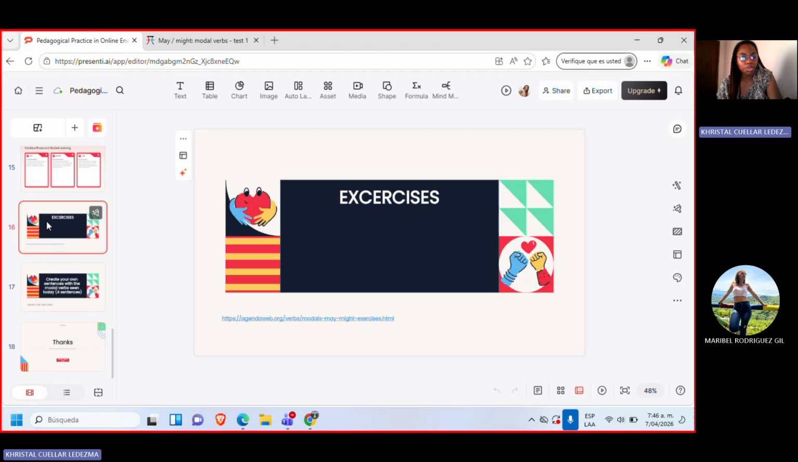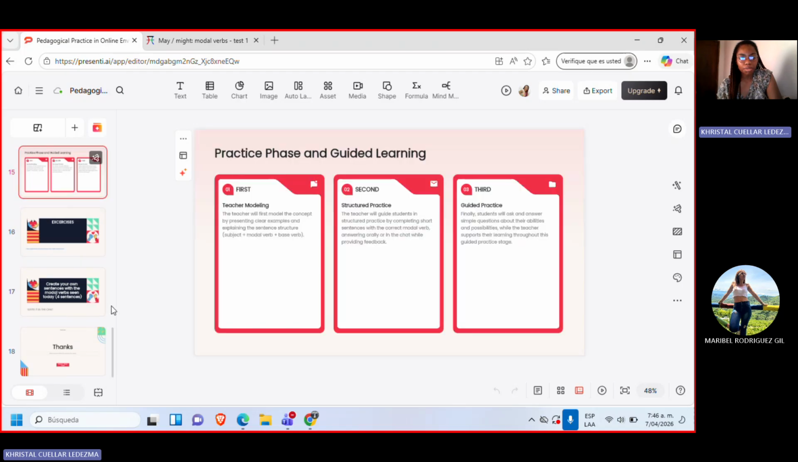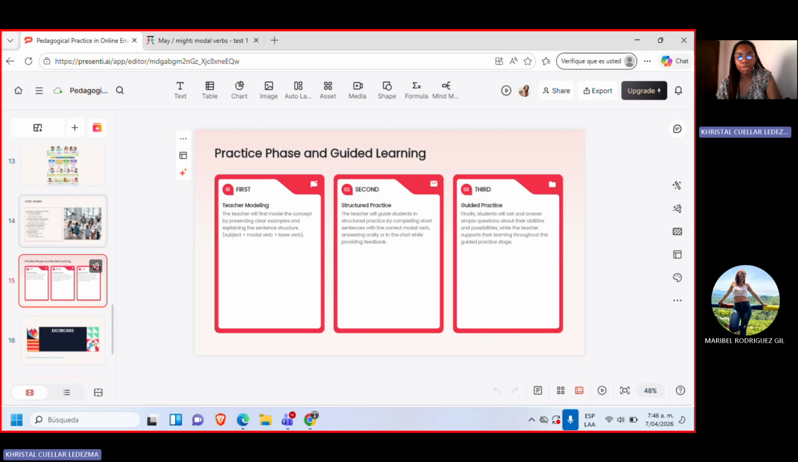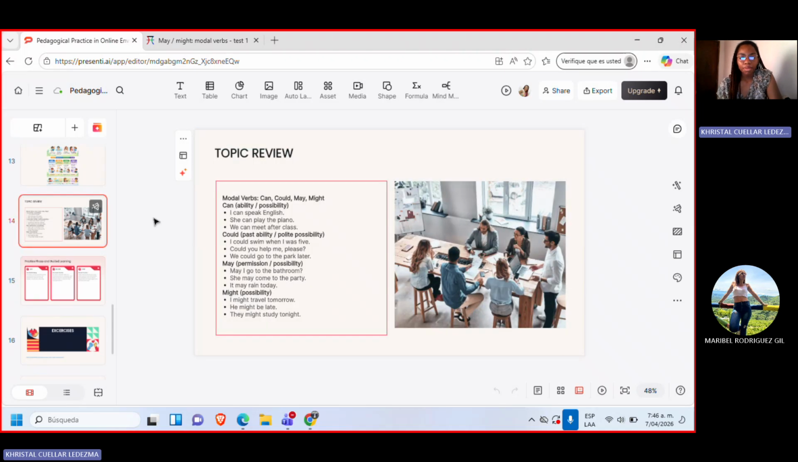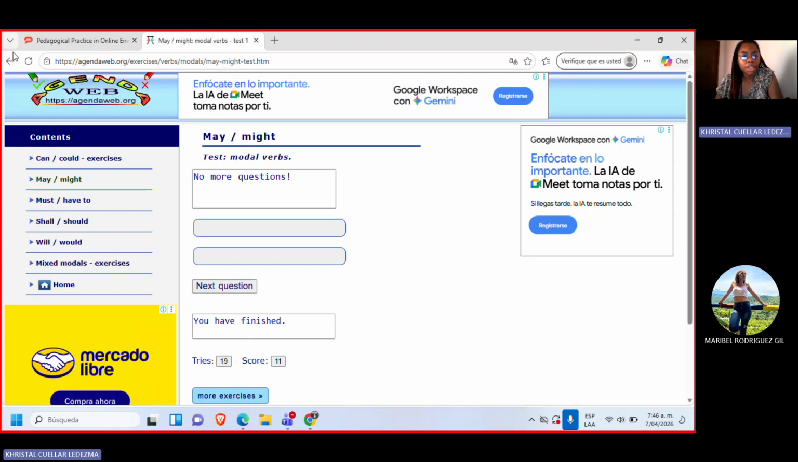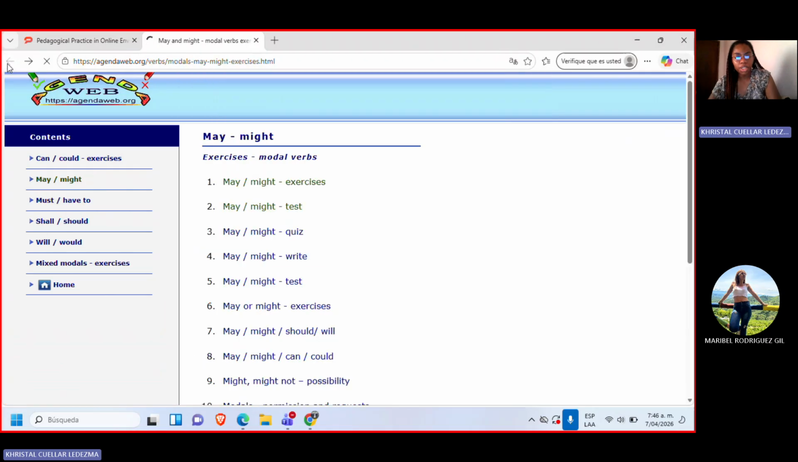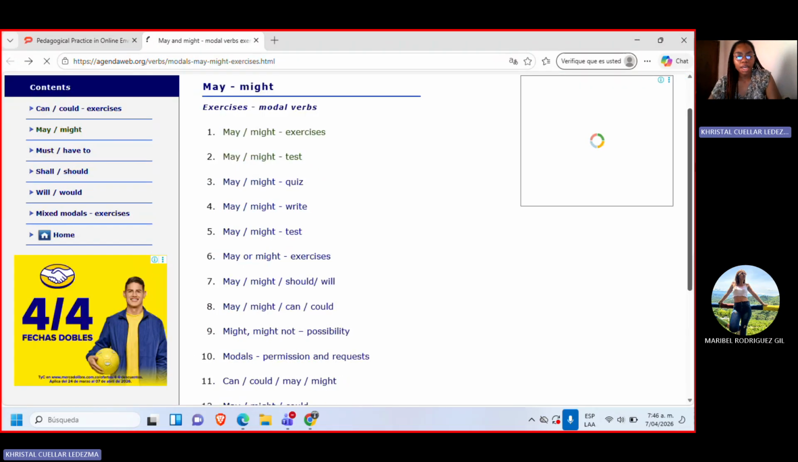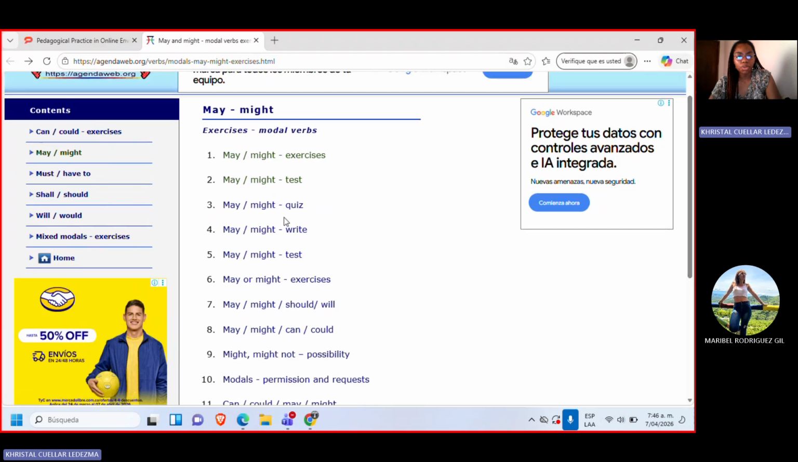This will be to come back to here to do that reminder. Students, remember the may, permission, possibility, and might, possibility. Right now, we go on to the next exercise. The may and might quiz.